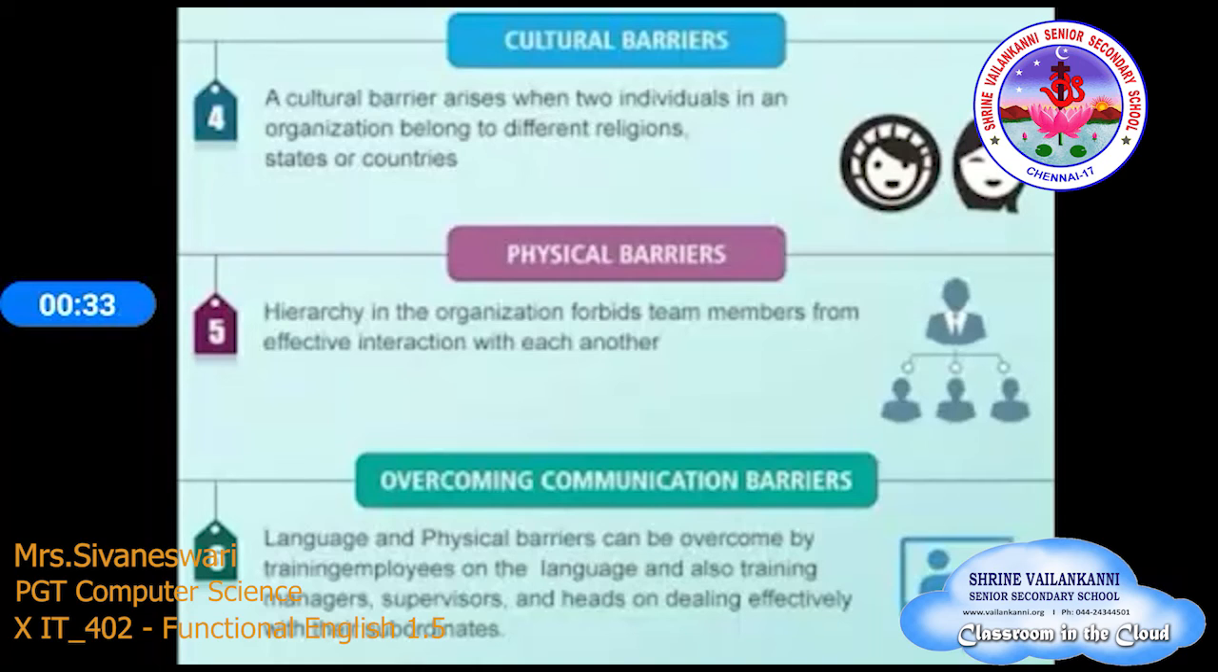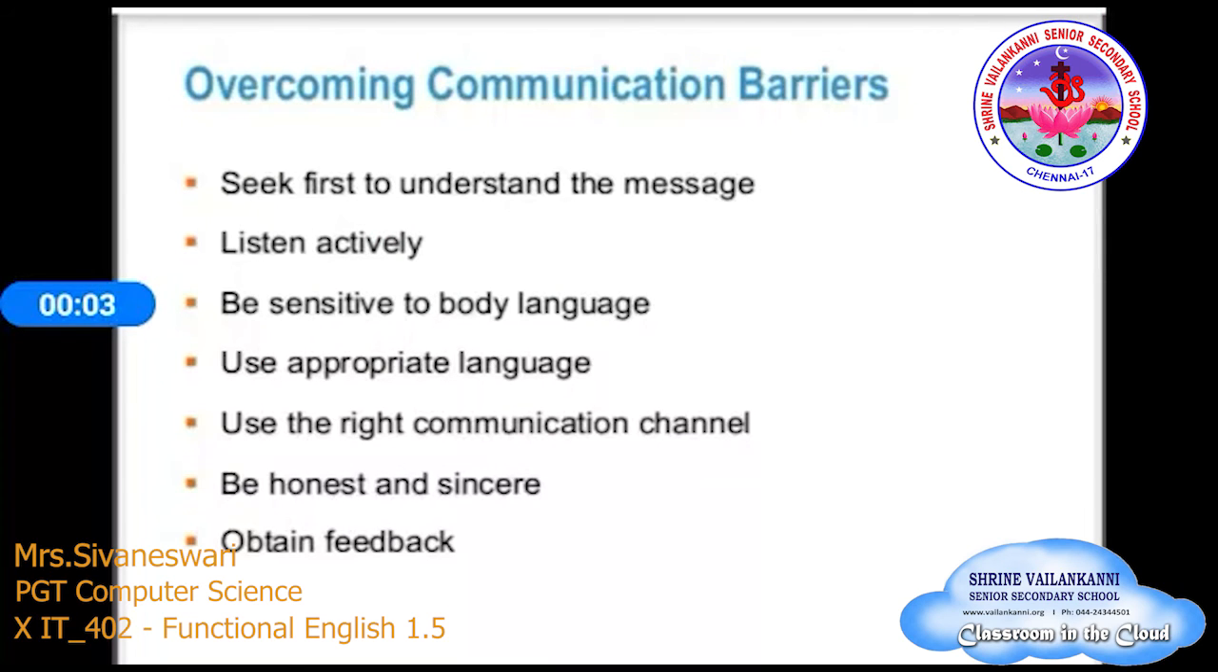Language and physical barriers can be overcome by training employees on the language and also training managers, supervisors, and heads on dealing effectively with their subordinates. Let's see a few more ideas on how to overcome communication barriers. Seek first to understand the message. Listen actively. Be sensitive to body language. Use appropriate language. Use the right communication channel, be honest and sincere, obtain feedback. This will help you to overcome the communication barriers, and the receiver will receive whatever is sent in 100% purity.